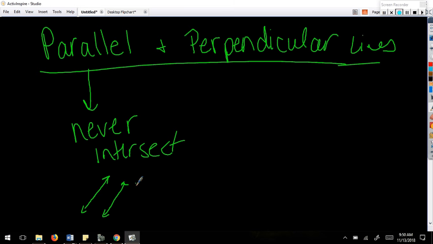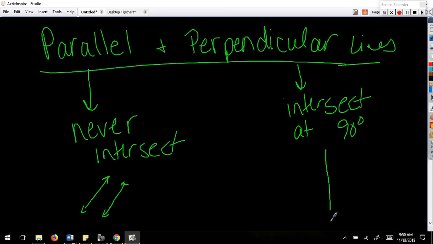Tell me about perpendicular lines. They cross or intersect. What's special about where they cross or how they cross or intersect? They intersect at a 90-degree angle. Okay, perpendicular means they intersect at 90 degrees.